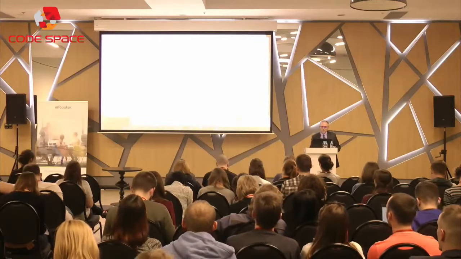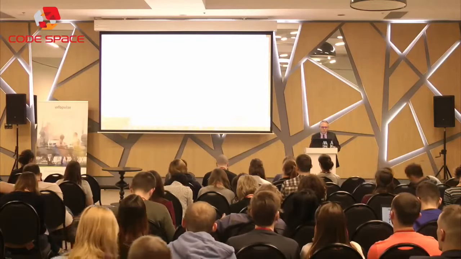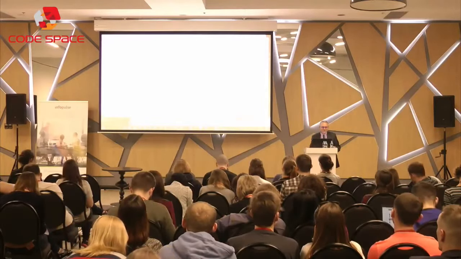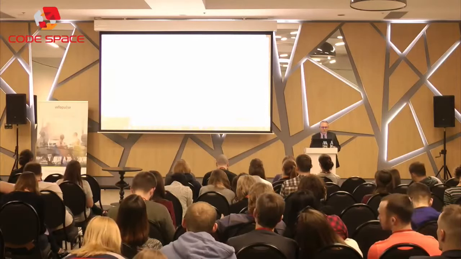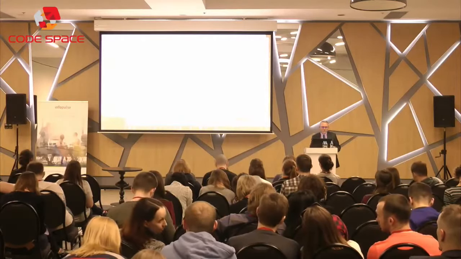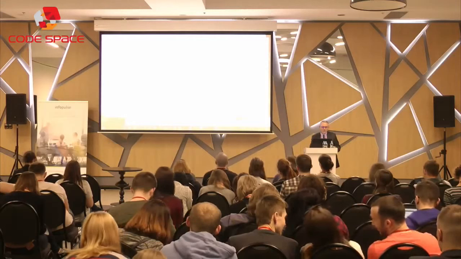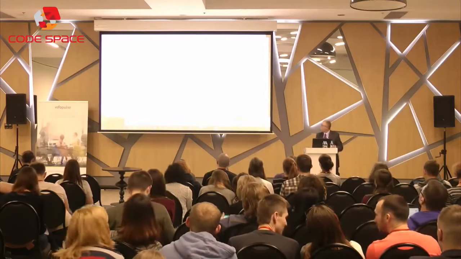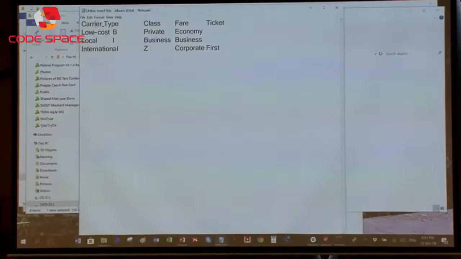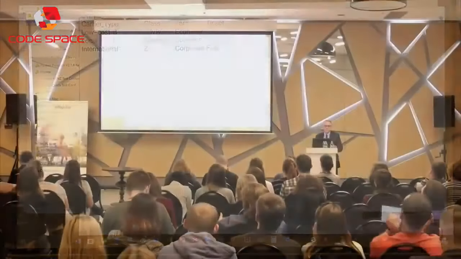This is Picket. It's another tool. I don't want to confuse you. Okay. Carrier type, class, fare, and ticket. For carrier type, we have low-cost, local, international. For class, we have B, I, and Z. For fare, we have private, business, and corporate. And for ticket, we have economy, business, and first.